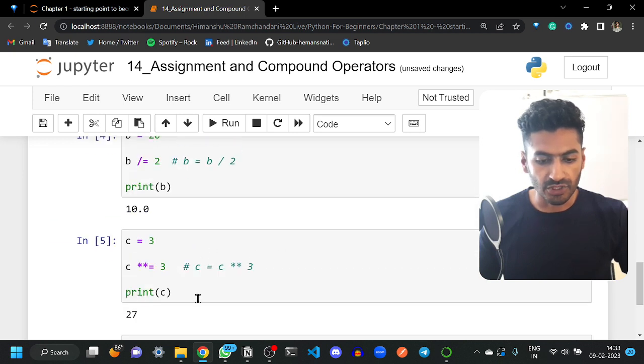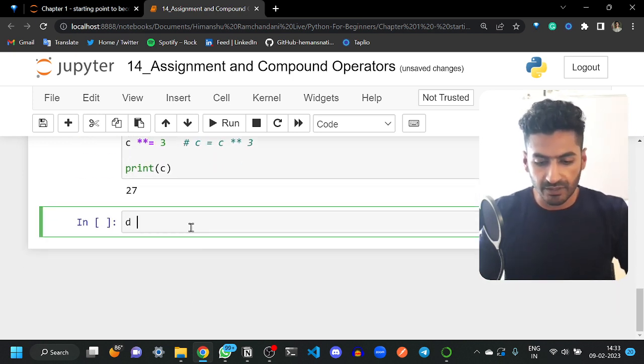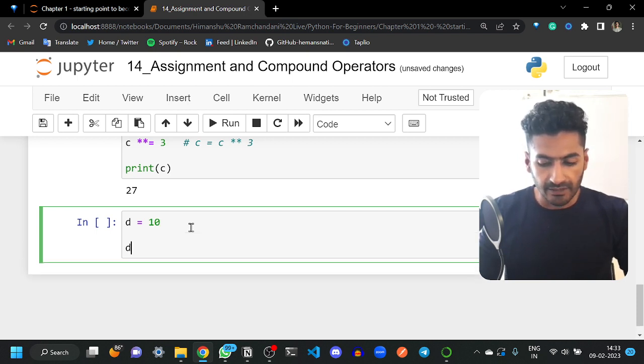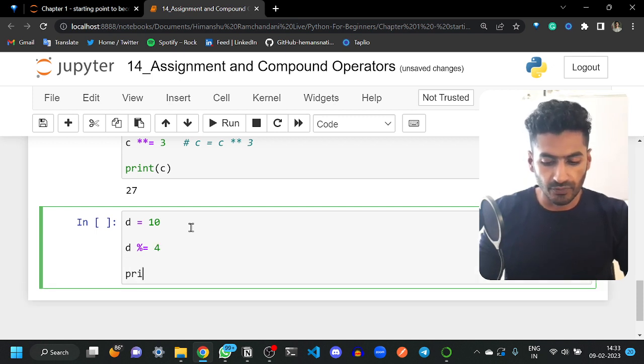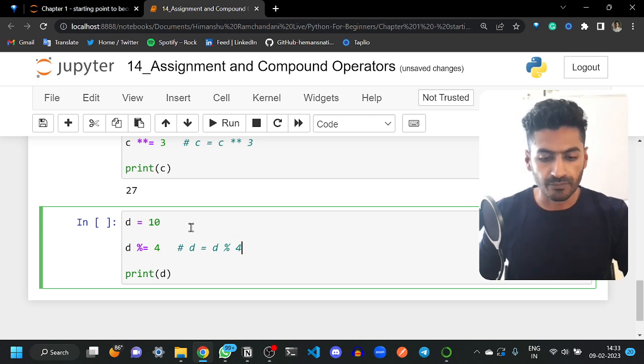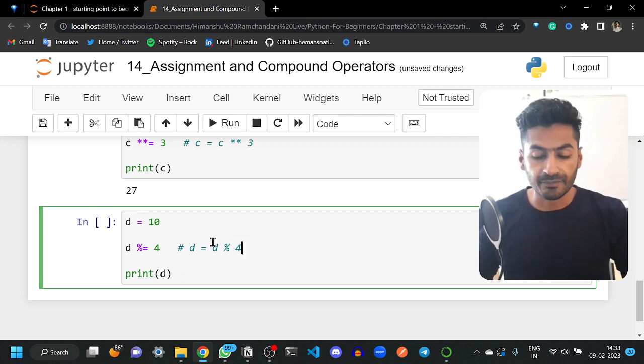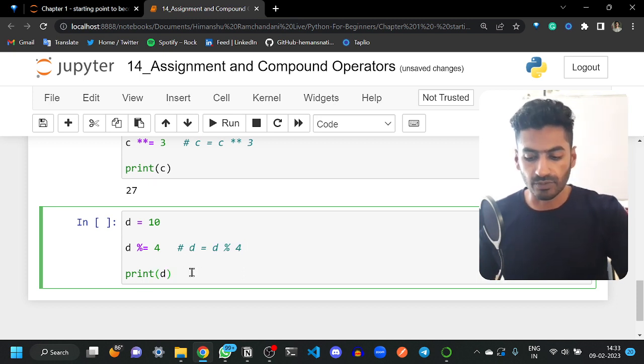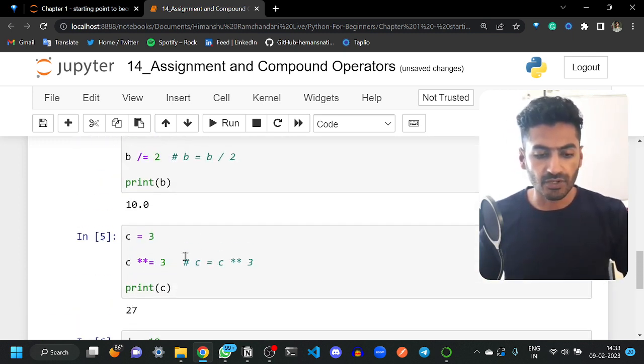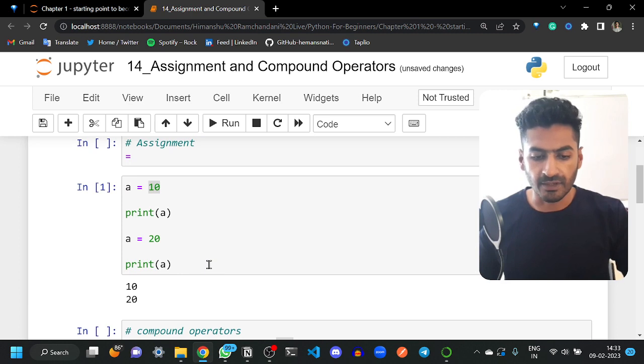Let's take modulus equals as well. If I write d equals 10 and d modulus equals 4, 4 will be better. What will be the output? d equals d modulus 4. The value of d is 10, and 10 modulus 4 will give us the remainder of 2. 2 will be assigned to d and the output will be 2. Correct? So this is how assignment and compound operators work.